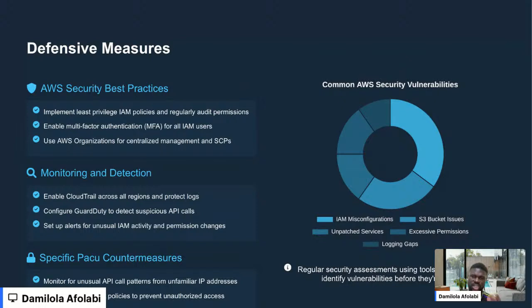It starts with AWS security best practices. First, implement the principle of least privilege. You know, this goes without saying. It's the hallmark, one of the core pillars of security. Don't give access that's not required. Don't give anyone or any service more permission than it absolutely needs.